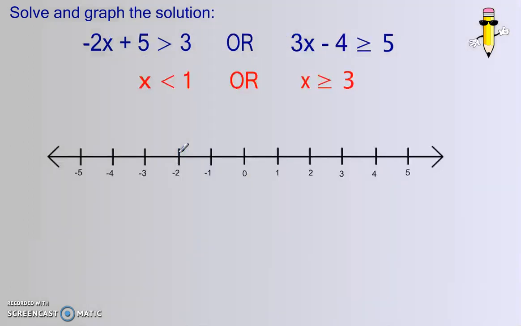Divide by -2, and then x is less than 1. Okay, solve the other side too. Now we have x is less than 1. So here's 1, circle 1, less than 1. Or x is greater than or equal to 3. Closed circle, and goes this way. Remember, you can do this above the line or on the line when you're graphing it.